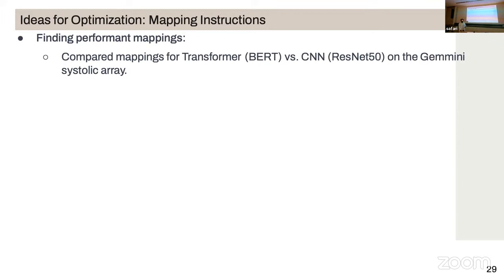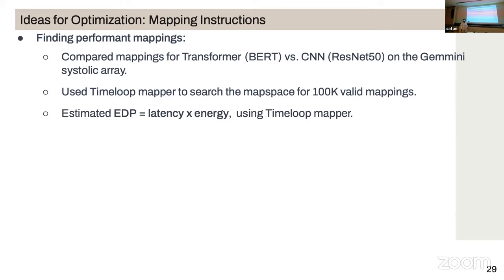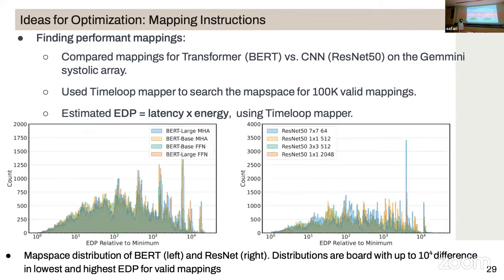So they wanted to find performant mappings, and they used a BERT and a CNN for comparison or investigation. And then they used a tool called Timeloop Mapper to search for 100,000 valid mappings. This tool randomly executes the mapping on hardware and tries to see, okay, how well does it do? And for each of the valid mappings, they computed the latency times energy, the energy delay product that I mentioned before, and then they plotted that.